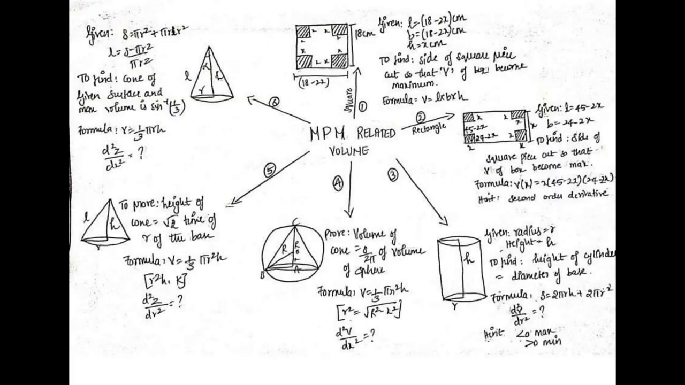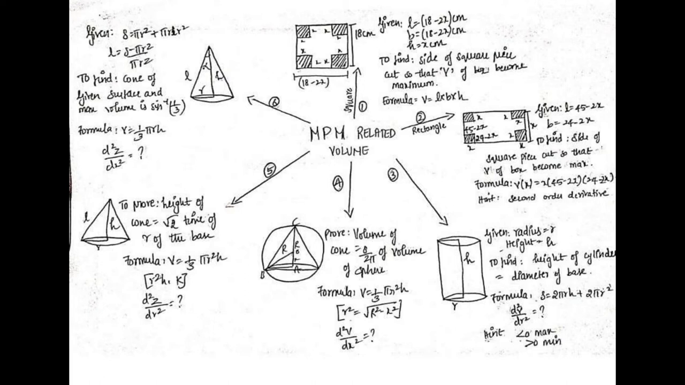Breadth is equal to 18 minus 2x centimeter. Height is equal to x centimeter. To find the side of the square cut so that the volume of the box becomes maximum. Formula used: volume is equal to l into b into h cubic units.